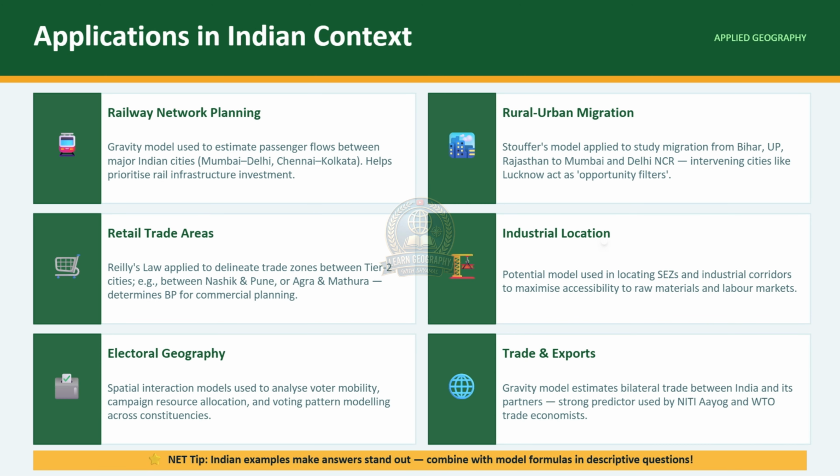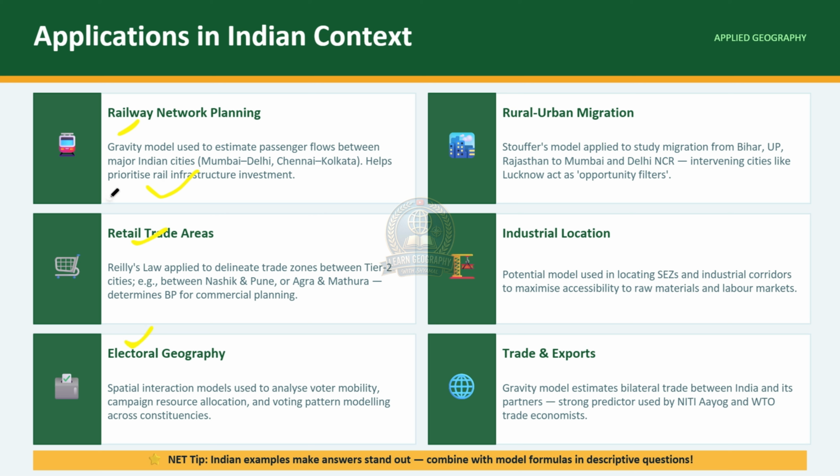Okay, applications in the Indian context. Railway network planning: the gravity model is used to estimate passenger flow between major Indian cities like Mumbai, Delhi, Chennai, Kolkata. It helps prioritize rail infrastructure investment. Retail trade areas: Reilly's law is applied to delineate trade zones between tier 2 cities, for example between Nashik and Pune or Agra and Mathura, determining the breaking point for commercial planning.